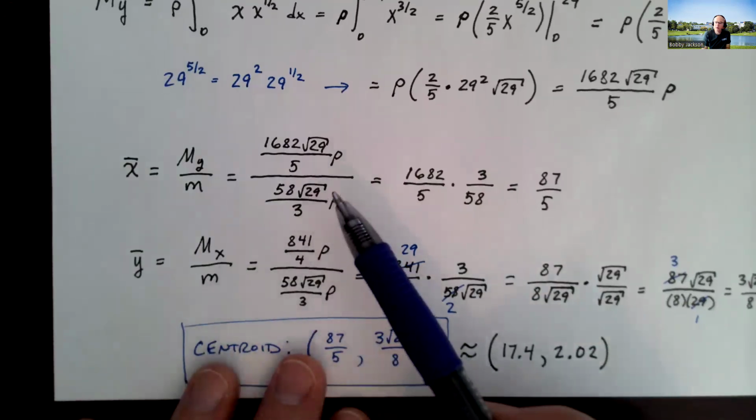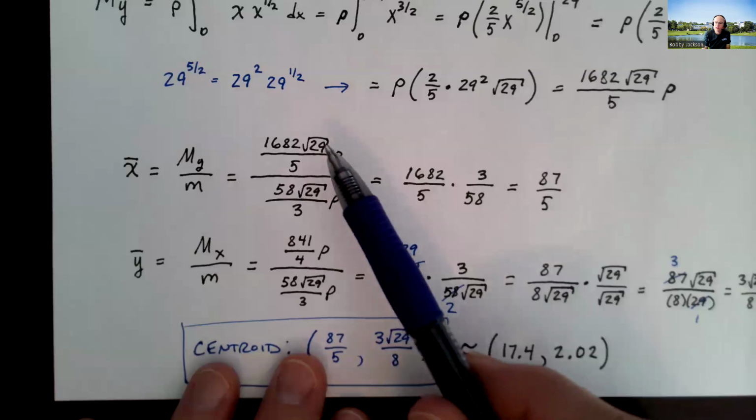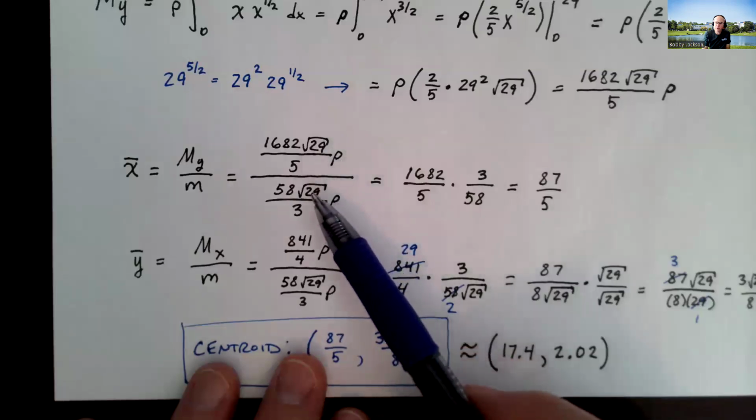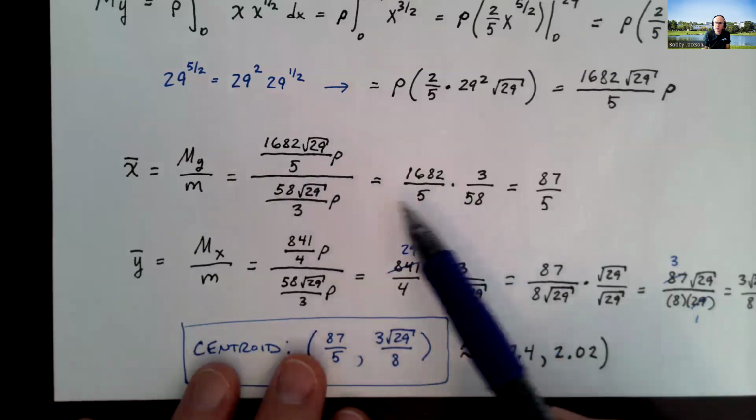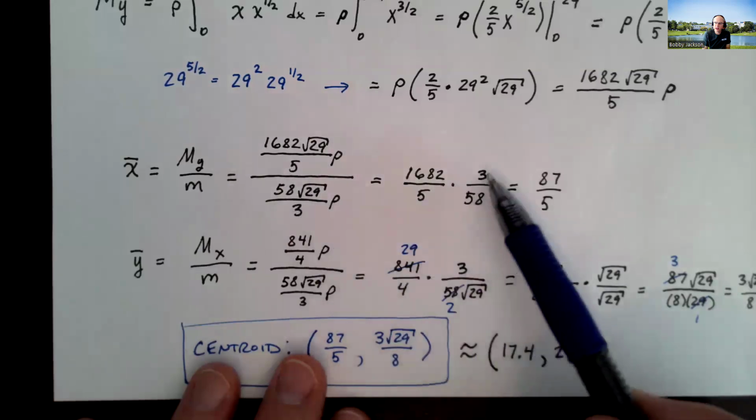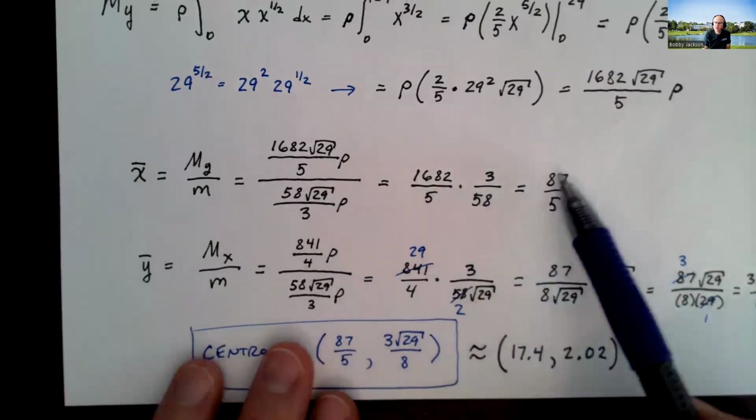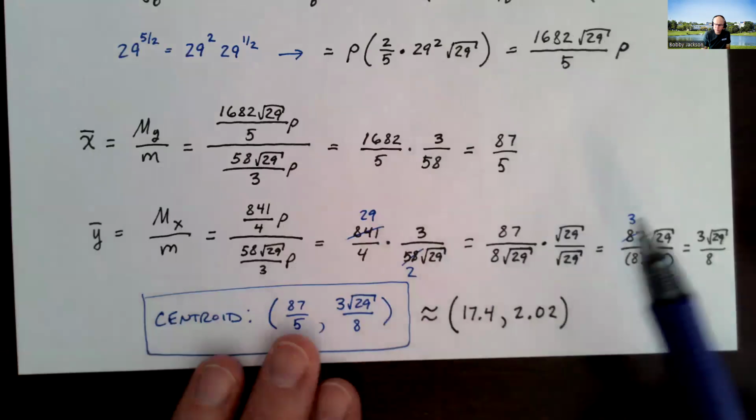Okay, and then what do I have here? I have, of course, square root of 29 divided by square root of 29. I can simplify that. That's 1. So I have 1,682 fifths divided by 58 thirds, which is times 3 over 58. Simplify this fraction, we get 87 fifths.